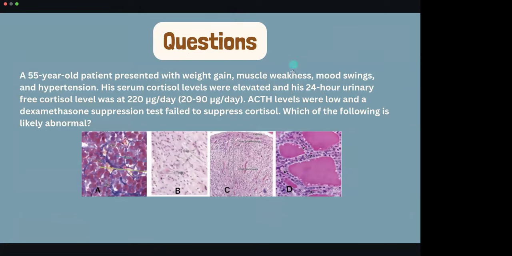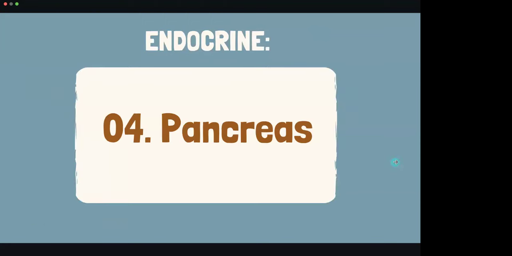Okay, so the answer is C, the adrenal cortex, because they mentioned that his serum cortisol was elevated and that the ACTH levels were low. A is the anterior pituitary, B is the posterior pituitary, D is the thyroid gland, so that has no relation to it. And I think that's it for the adrenal gland.